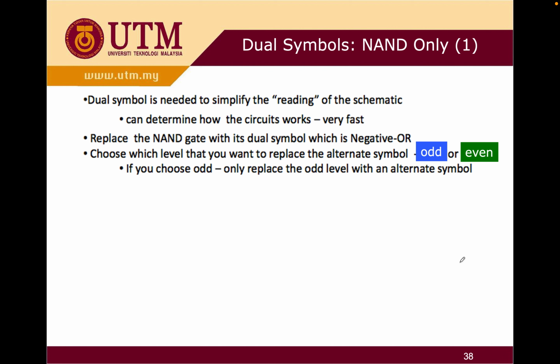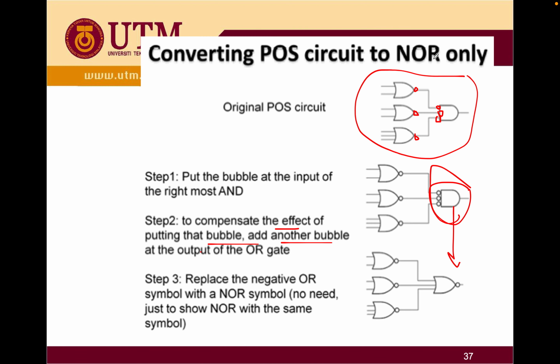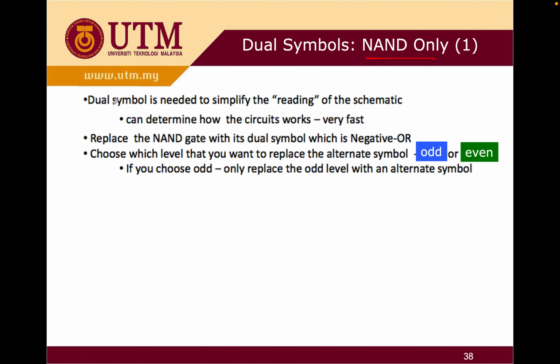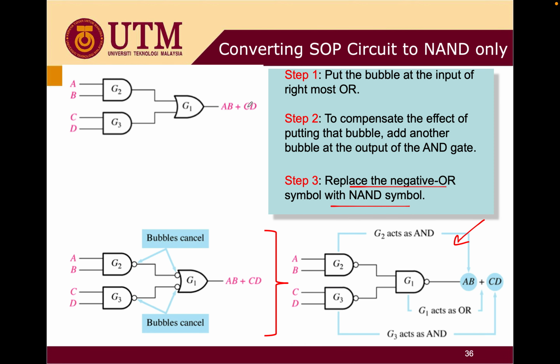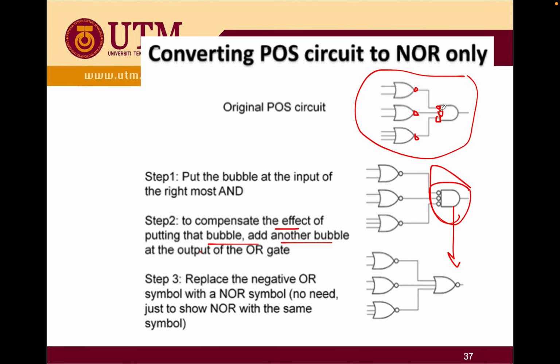So there is a possibility for you to have only NAND gate and then only NOR gate. So it is called a dual symbol. Dual symbol is needed to simplify the reading of the schematic, so you can determine how the circuit works, and it is very fast. You can see the dual symbol, you put the bubble there.